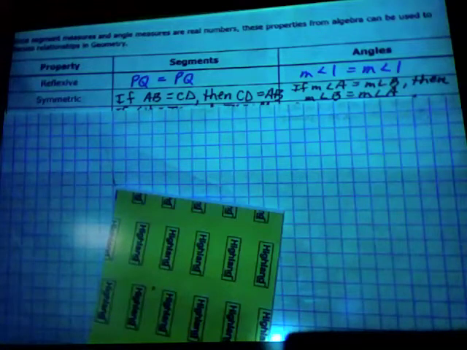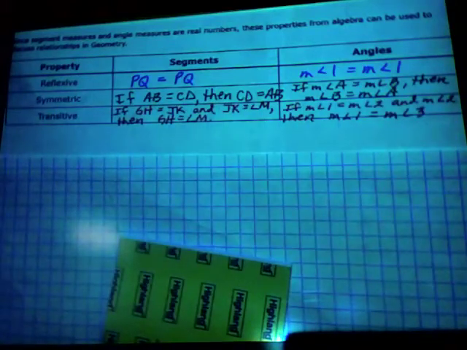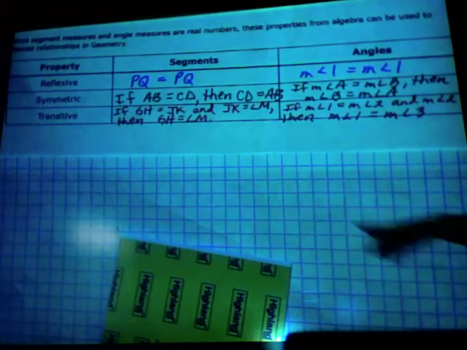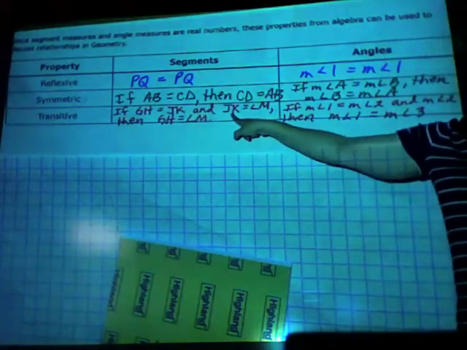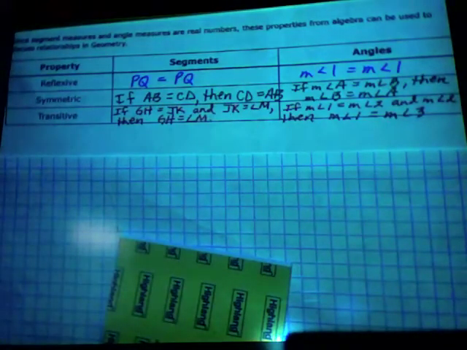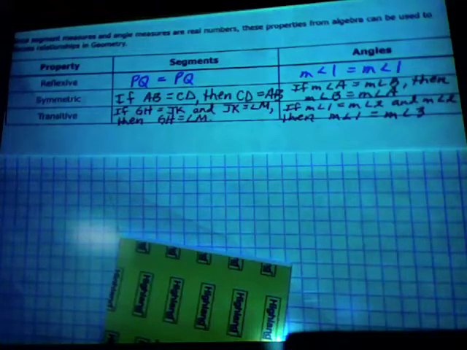And the last part, transitive, look for that pattern. Transitive comes in 3 parts. If this and this, then that. So what you end up with in the first part is what you start with in the second part. And then the third part is the combination of the two that weren't alike. So it follows that pattern.